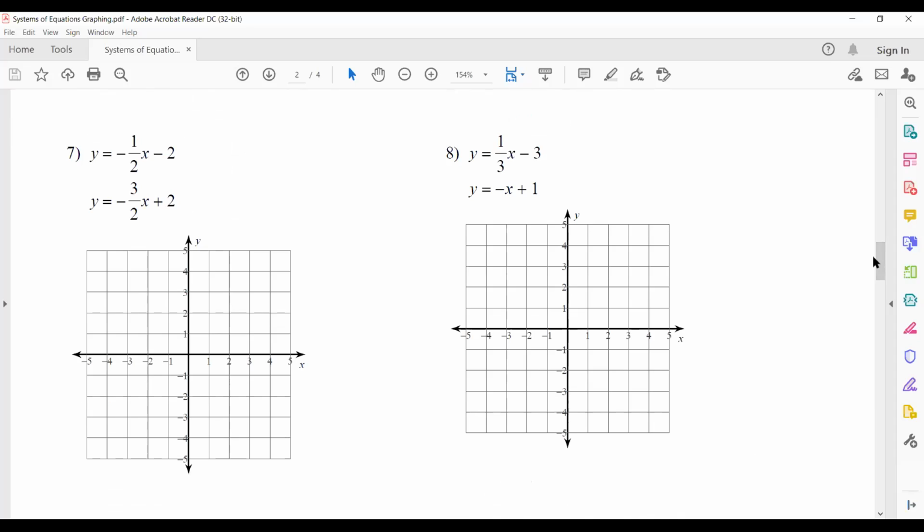What about 7 or 8? One solution in each. Yep. Don't have any that have the same slope. They're all in slope intercept, so that's helpful because we can see the slope on all of them.